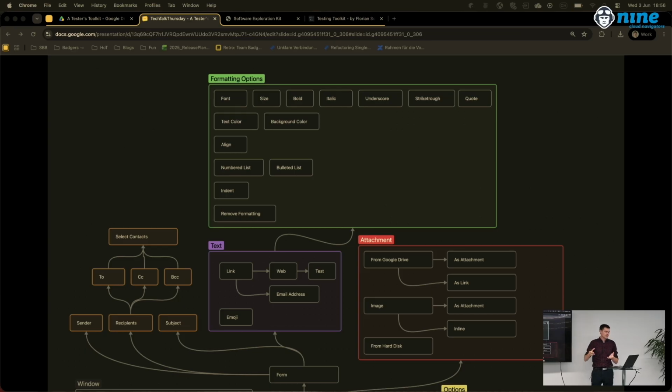And if we zoom into that, we can have a closer look and see, okay, there are many formatting options. There are different ways to handle attachments, like from Google Drive as an attachment or as a link, to handle images also as an attachment or inline within the email. You can also upload attachments from the hard disk. So if you discuss something about the attachments, you can have a quick look on that, and you know immediately what the product already can do. And then you can think about, how does this new idea, this new change fit into that?